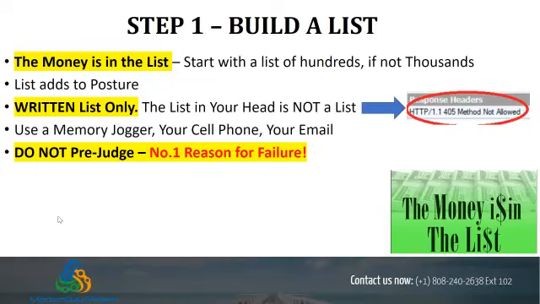You can use a memory jogger to build out your list, your alumni list, your alumni groups, Facebook groups, etc. You can use your cell phone, all the people in your cell phone contact list, your email contact list, etc. Even if you don't have any particular person's contact details at hand, just write down their names and find out their details later. Just write down the name at least.